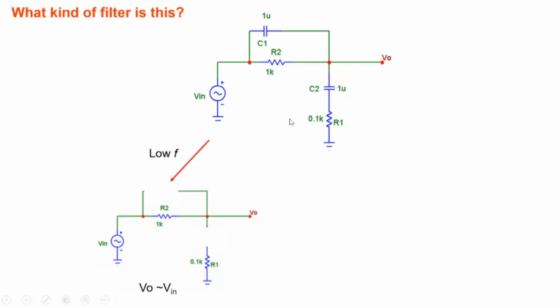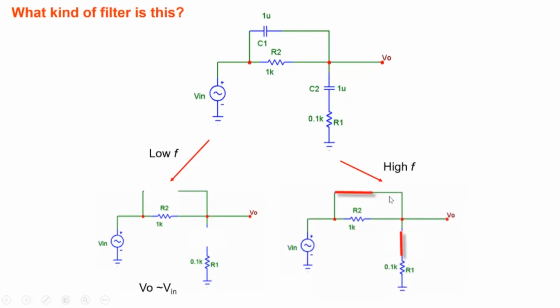Okay, all right. Higher frequencies, capacitor, let's short it out. All capacitors are shorted at higher frequencies, so this gets shorted out. So V0 becomes equal to Vn. So that's interesting. At lower frequencies V0 is equal to Vn. At higher frequencies V0 is also equal to Vn.